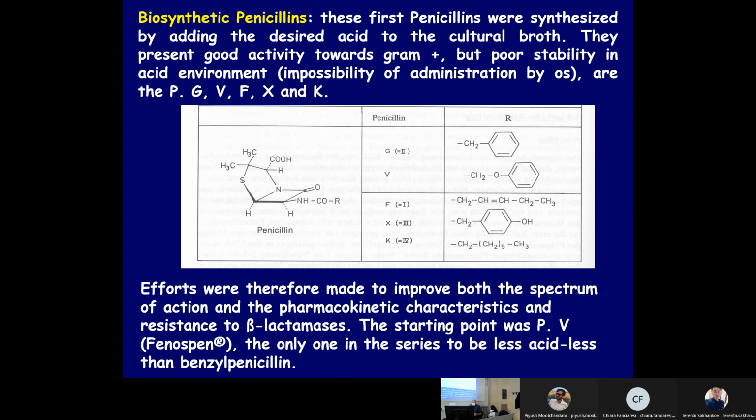After these two important penicillins, yes? The question to the penicillin V, it's the introduction of an oxygen atom, right? Yeah, you see here, oxygen atom. And this introduction is sufficient to stabilize the backbone of penicillin at acidic pH. Brilliant. So we can use Phenospen, is the market name. Phenospen is stable at acidic pH.